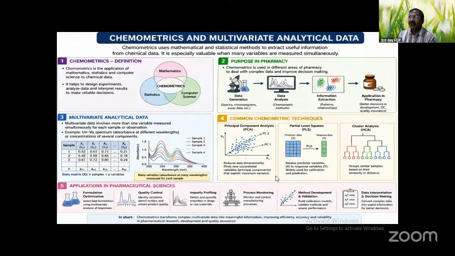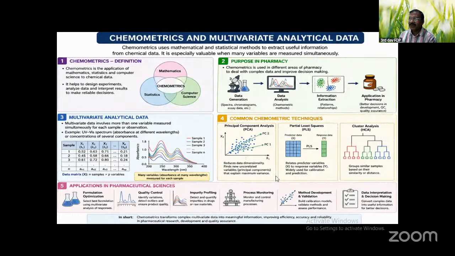This is the overview of the topic, chemometrics and multivariate analytical data. Chemometrics uses mathematical and statistical methods to extract useful information from chemical data. The first point is that chemometrics includes mathematics, statistics, and computer science. It helps to design experiments, analyze data, and interpret results to make reliable decisions.